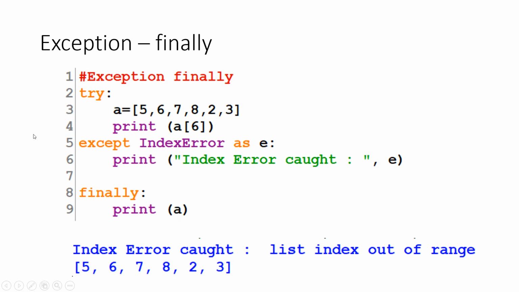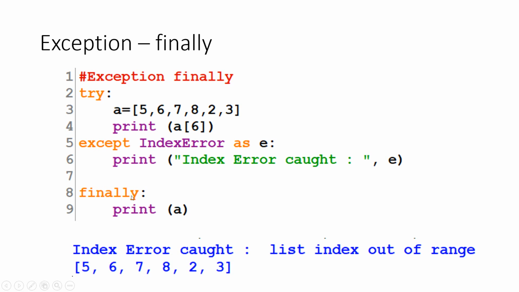So when it tries, it gets an error called index error. We catch the index error through an object E, which we have seen earlier in the last slide. For our convenience, we print 'index error caught', and we pass the responsibility of displaying the details of the exception to the object E. So we print the object E as well, and that is going to be printed.